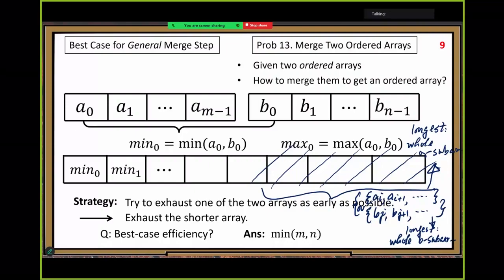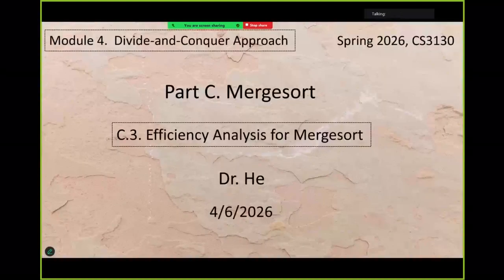All right. So we complete this merge operation. Then, based on our analysis before, we complete the whole merge sort. Divide and conquer. When you merge two adjacent subarrays, you use this merge step to merge. But then, next, we need to look at the efficiency analysis for merge sort.